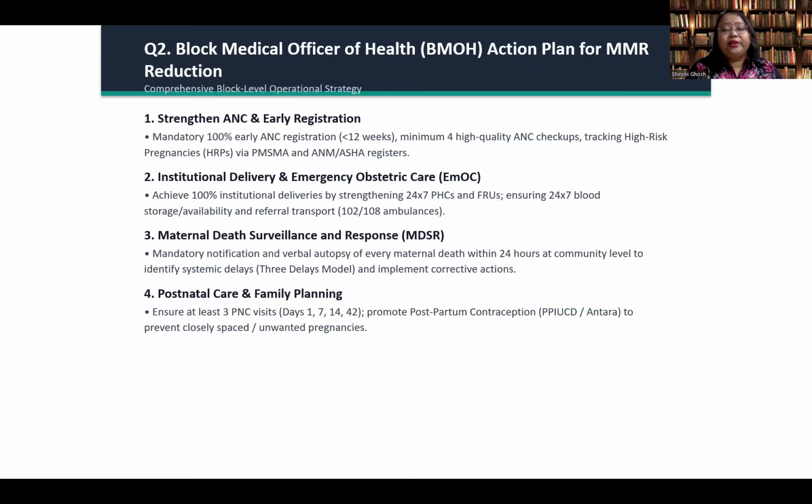In these questions also try to highlight the points, write in details, but always highlight the points. Like number 1, strengthen the ANC, antenatal care and early registration, institutional delivery and emergency obstetric care. Third, maternal death surveillance and response. And fourth is the postnatal care and family planning.